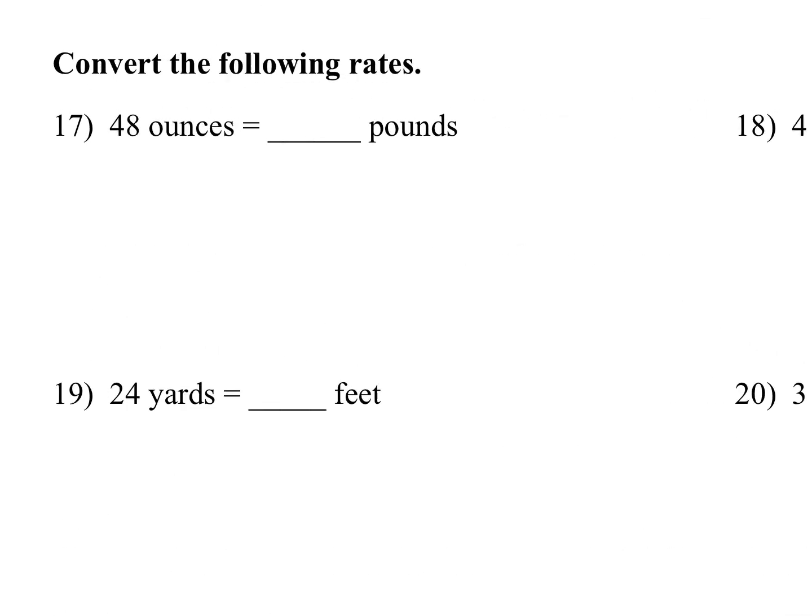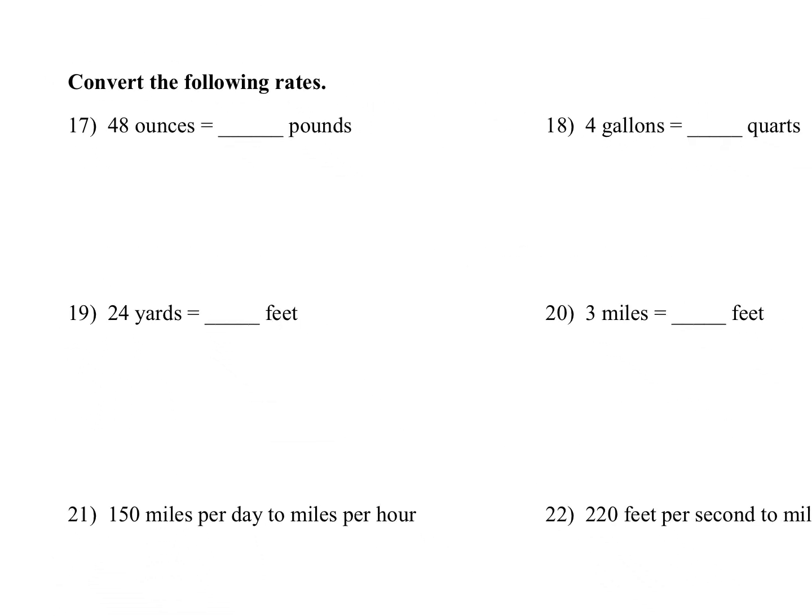So when you get to converting the following rates, that's when you pull out your blue conversion chart. All conversions are on there for you. Remember, we had a process to this, so let's go over it. 17, we have 48 ounces equals how many pounds? What do we always start with? Go through the process we did yesterday. Always start with what you're given. We're given 48 ounces. I'm going to put that over 1.